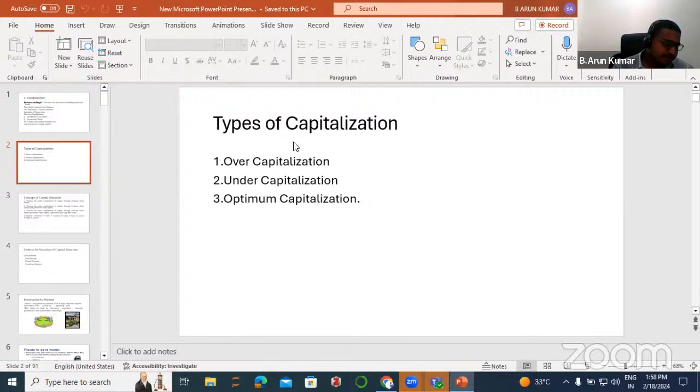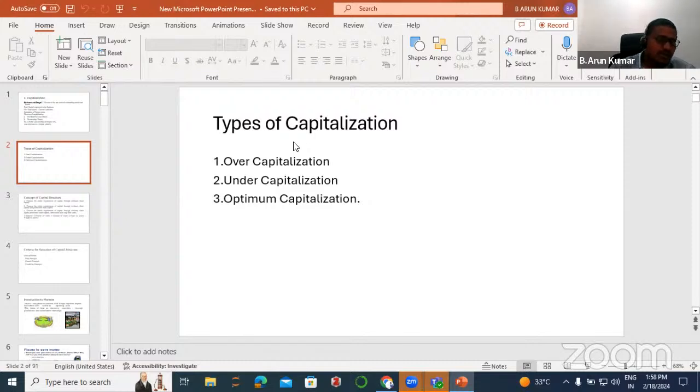Then functions of finance, objectives of financial management, and in financial planning, steps in financial planning. Then the pro forma and the different tools of financial planning. Then capitalization, and in capitalization, types of capitalization. These are all the very important questions in block number 1.